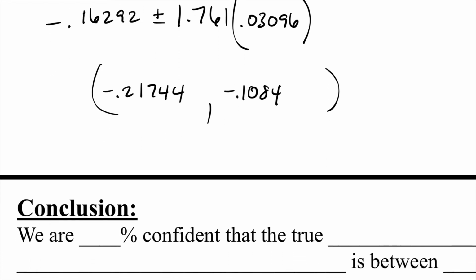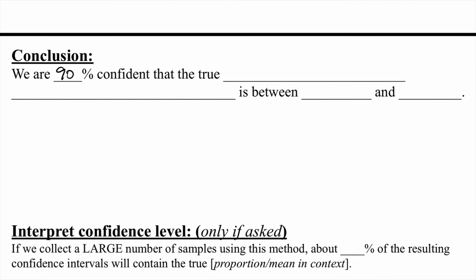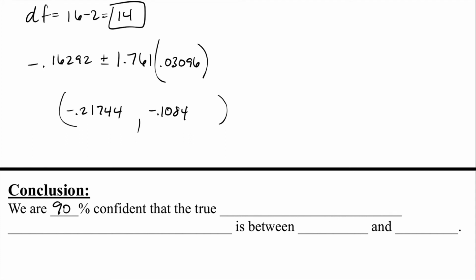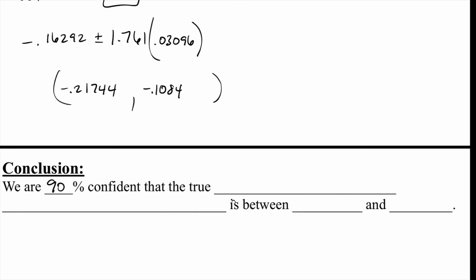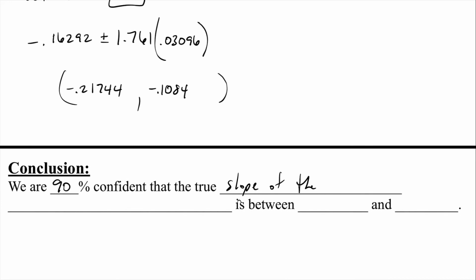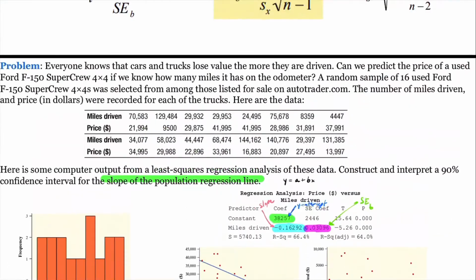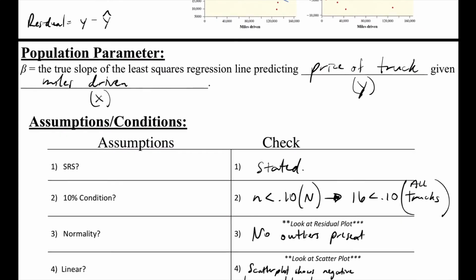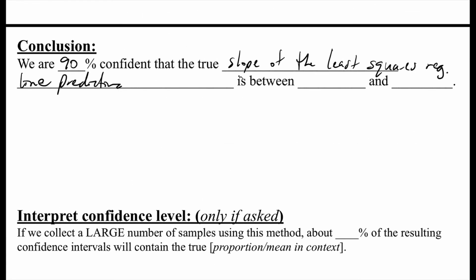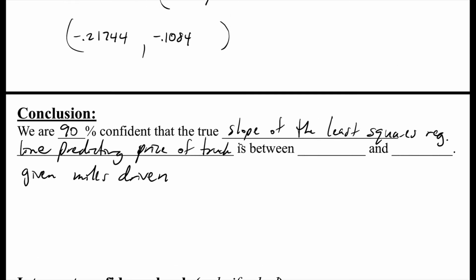Okay. So last part, conclusion. We are 90% confident that the true slope of the least squares regression line predicting price of truck given miles driven is between negative 0.21744 and negative 0.1084. So, what's it? We're going to talk about that right now.